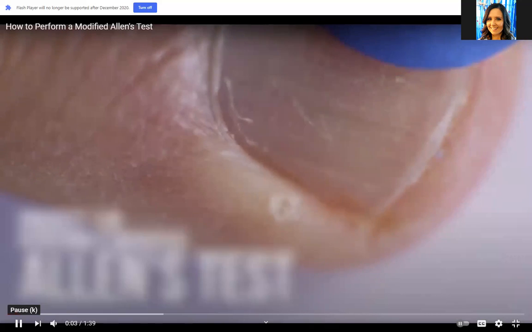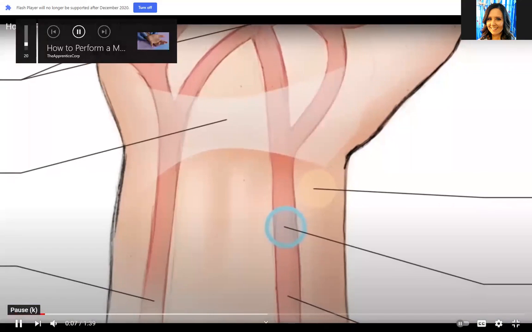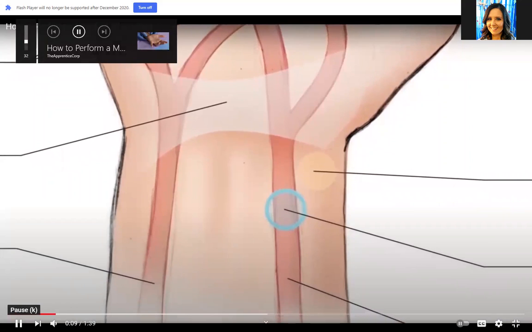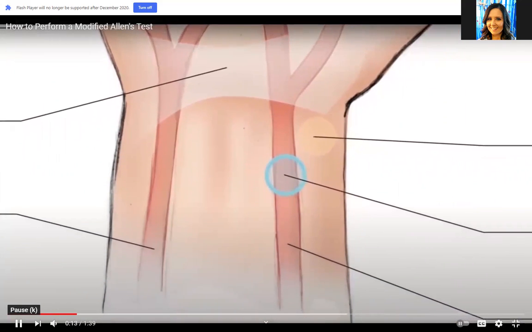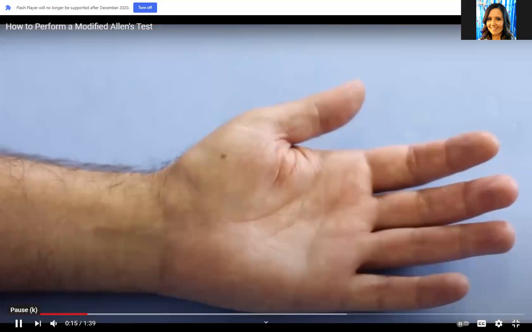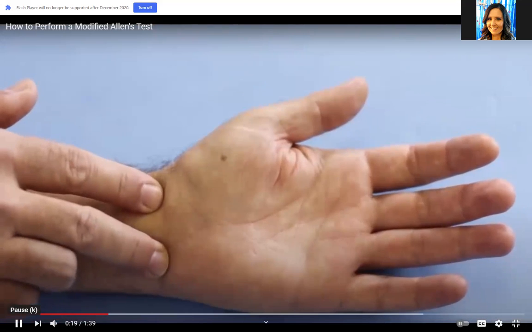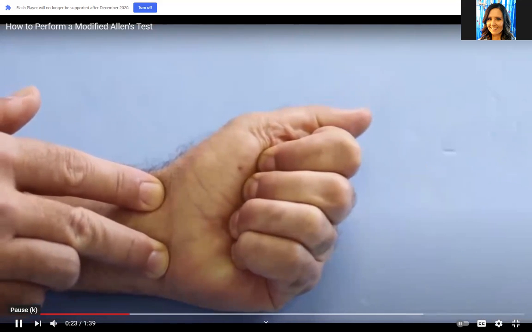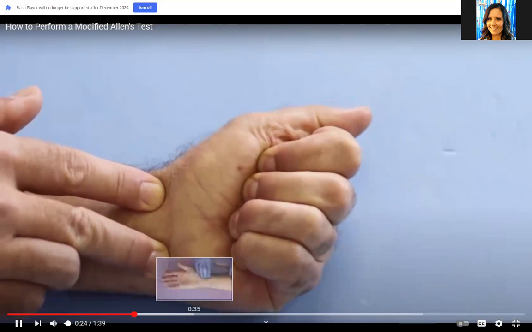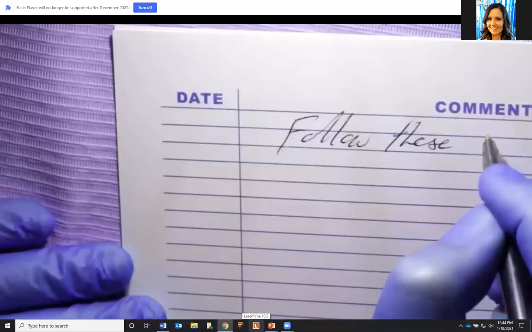Perform a modified Allen's test. Information. Both the radial and ulnar arteries supply the hand with oxygenated blood. These arteries anastomose in the hand. In a small percentage of people, this dual blood supply is absent. The Allen's test is used to test the collateral blood supply to the hand, specifically the patency of the radial artery prior to radial arterial blood sampling or cannulation.